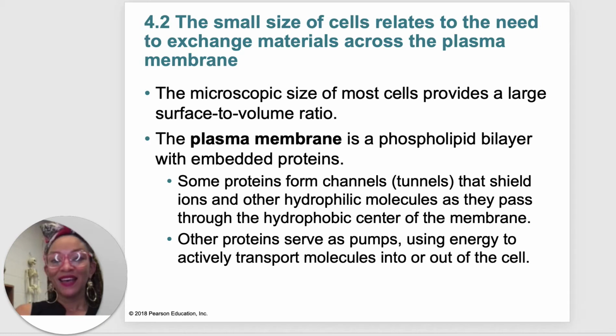All right, so let's start talking about the cell. So the first part of the cell we'll talk about is kind of the barrier to the outside environment. This is called the plasma membrane.